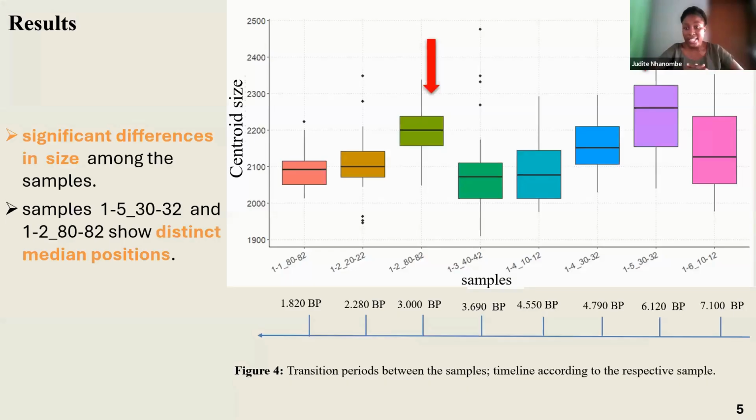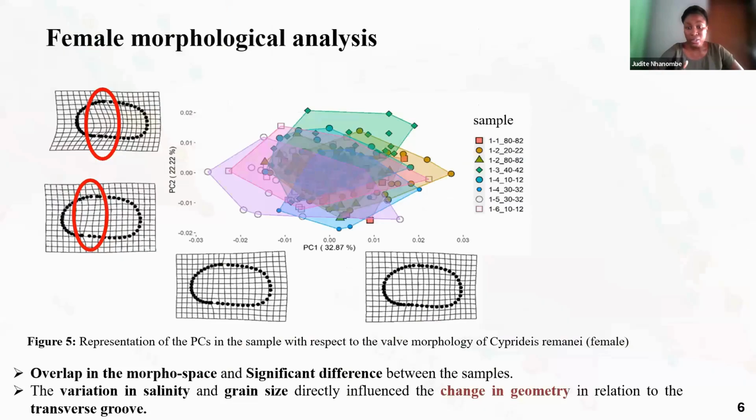The Kruskal-Wallis test on centroid size within the female subgroups reveals size differences among the samples, notably sample 7 and sample 3, showing a distinct median position compared to the others. The PCA reveals overlapping morphospace among the samples, but highlights significant differences between a few. For example, in PC2, environmental factors such as salinity drive morphological variation, as seen in the grid transformation.